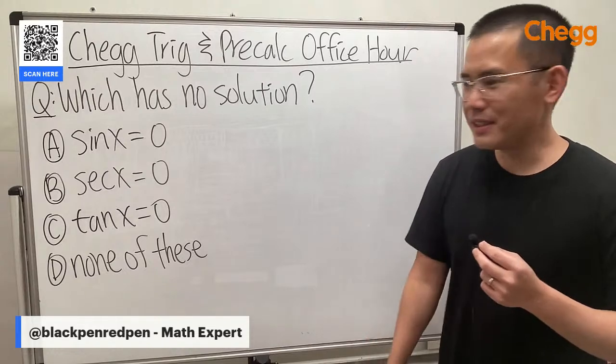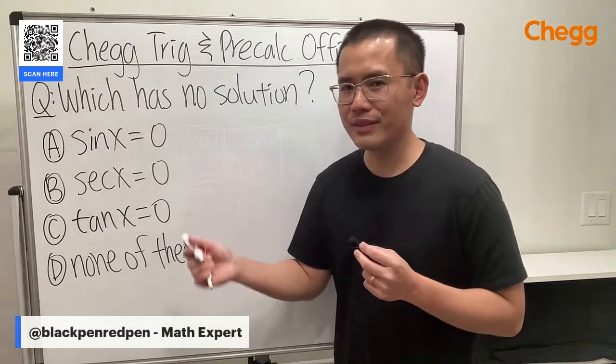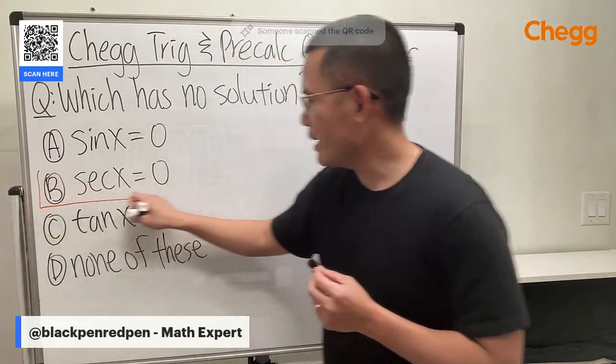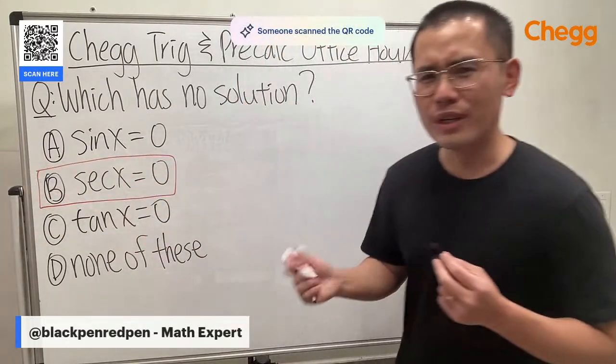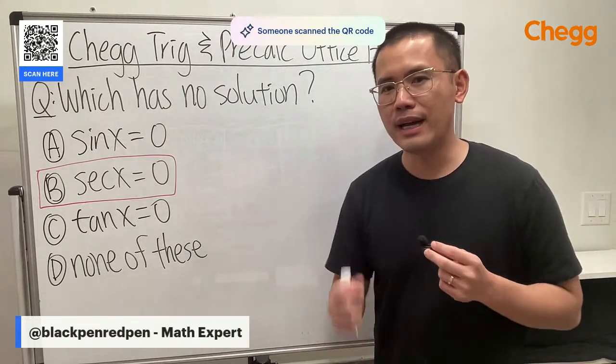I think everybody's getting it right. Good. But how come though? How come B does have the answer? You're right. B is the one that has no solution. So what's the argument that you will use to show that secant x does not have a solution?